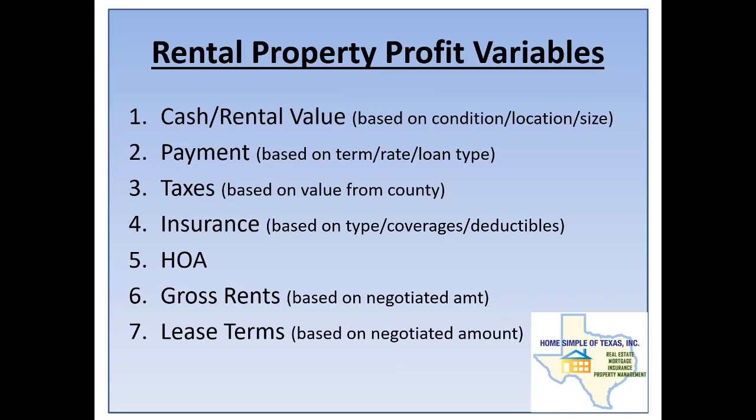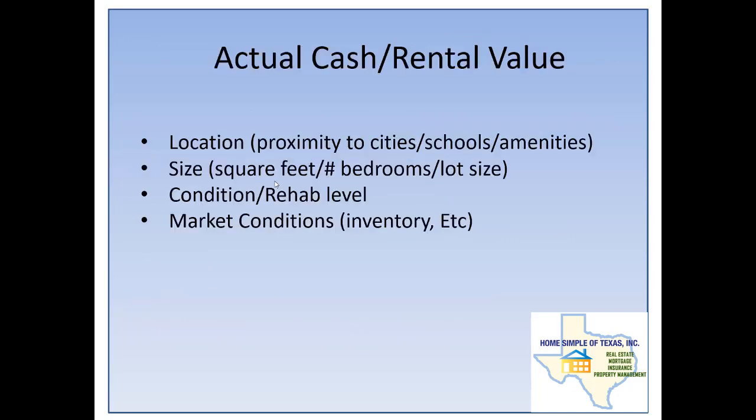So, here are some variables that you're dealing with when you're talking about rental property. First one is cash and rental value. So, obviously based on location, condition, and size. Payment types, taxes, insurance, the homeowners association, and then you're looking at your gross rents versus and lease terms. And we're going to drill down on all of these and talk a little bit about them.